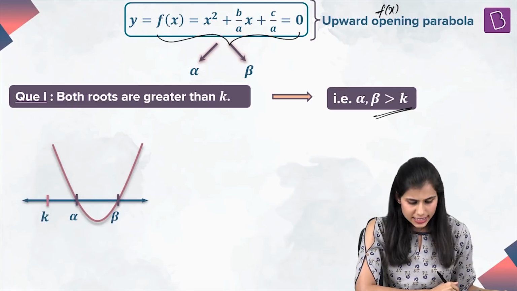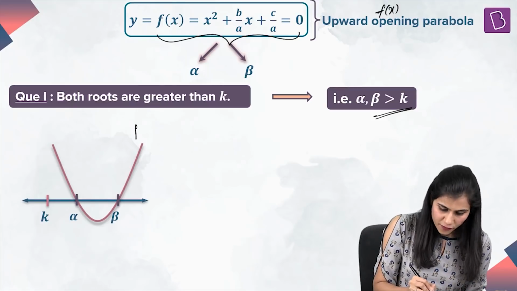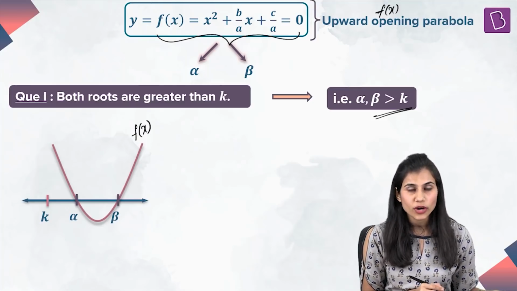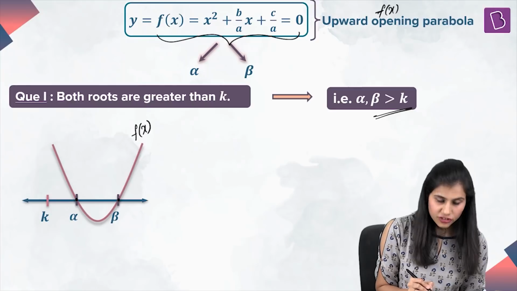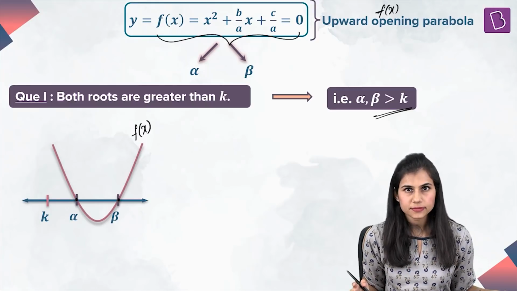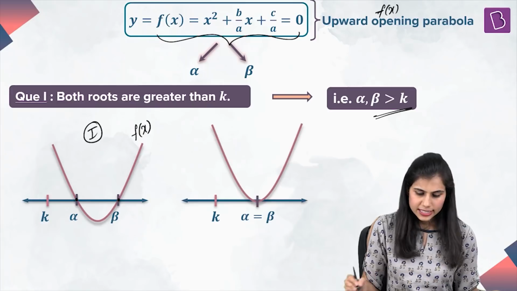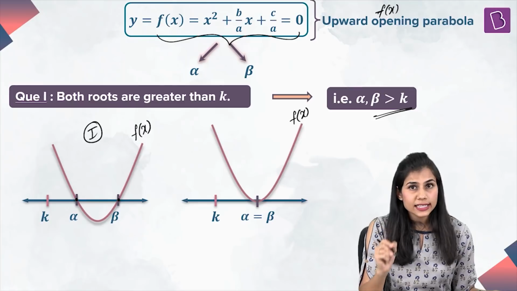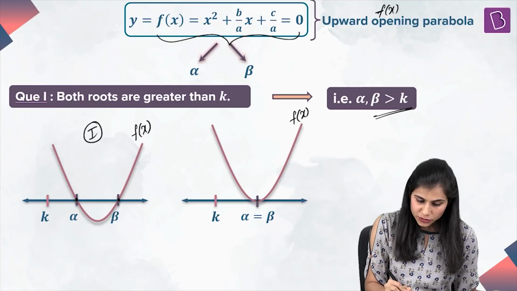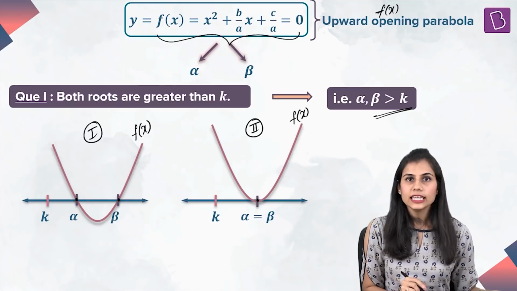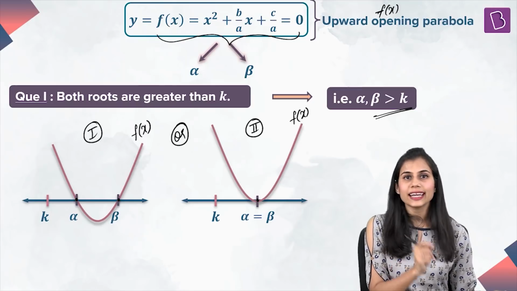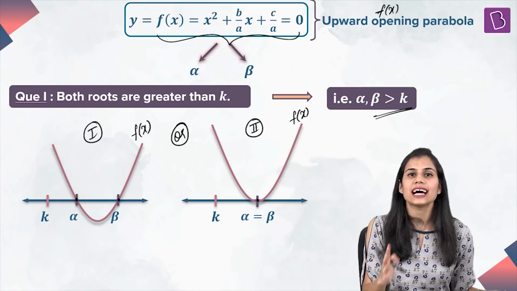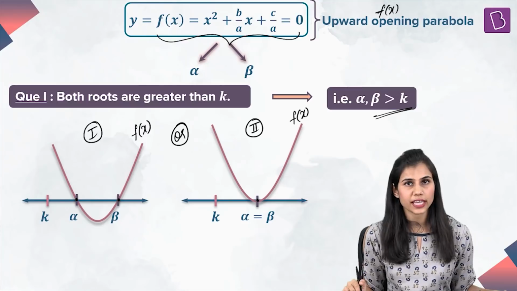First scenario is this. When f of x is an upward opening parabola intersecting the x-axis at two distinct points such that both the points of intersection are lying to the right of k. Second situation is when f of x is an upward opening parabola just touching the x-axis at a single point such that that point is lying to the right of k. These are the only two correct behaviors of f of x which ensure that f of x equal to 0 has both its roots lying to the right of k.